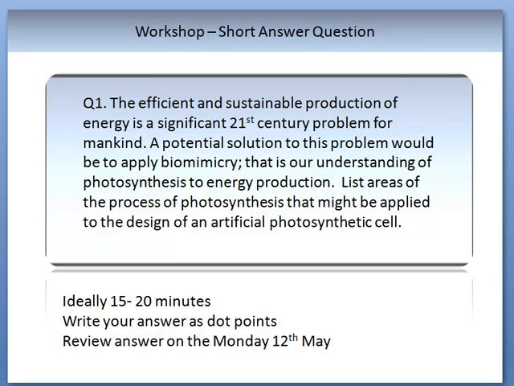We will be reviewing the answers for those that were not able to attend the workshop on Monday the 12th of May tutorial. The question to attempt is: the efficient and sustainable production of energy is a significant 21st century problem for mankind. A potential solution to this problem would be to apply biomimicry, that is, apply our understanding of photosynthesis to energy production. It is your task to list areas of the process of photosynthesis that might be applied to the design of an artificial photosynthetic cell.